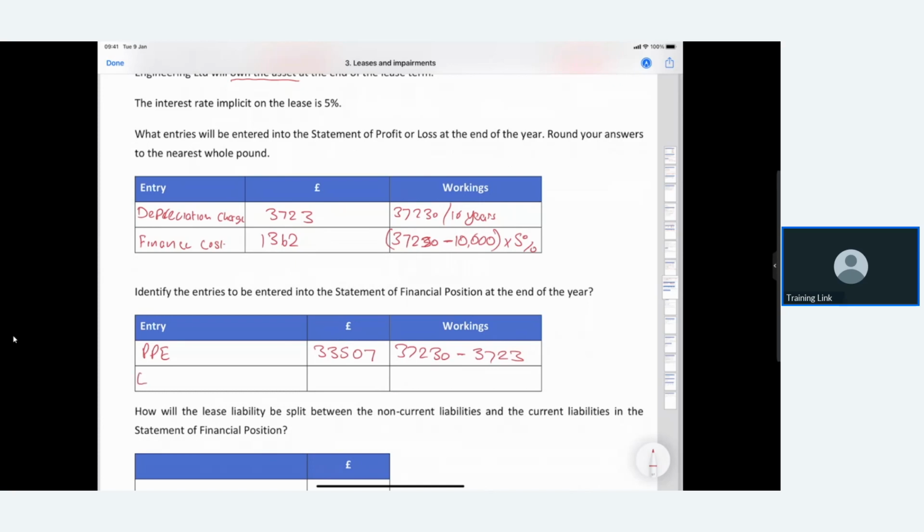The lease liability would be calculated as our original value, so our present value, minus the 10,000 that had been paid, plus the interest. So that would come to 28,592.